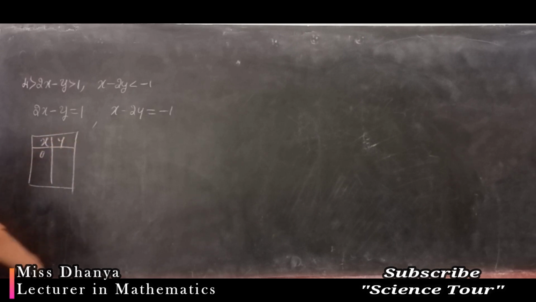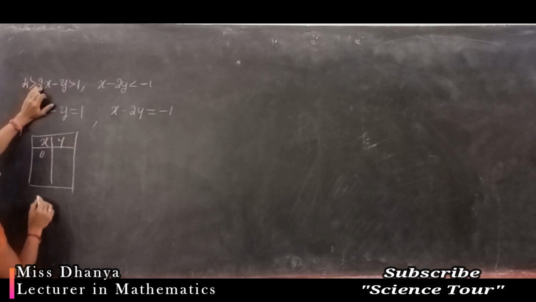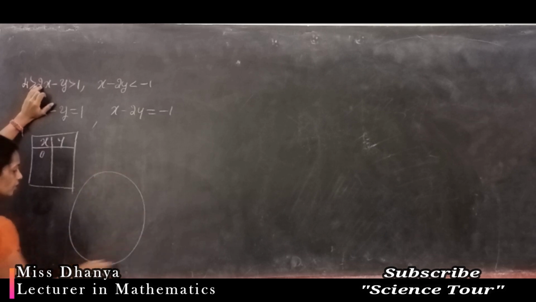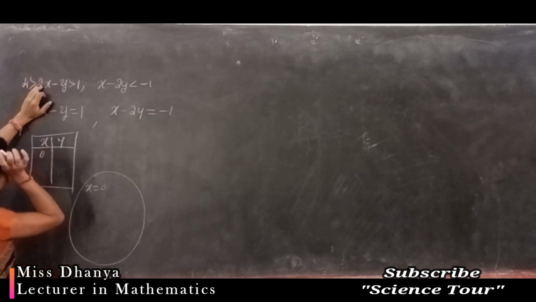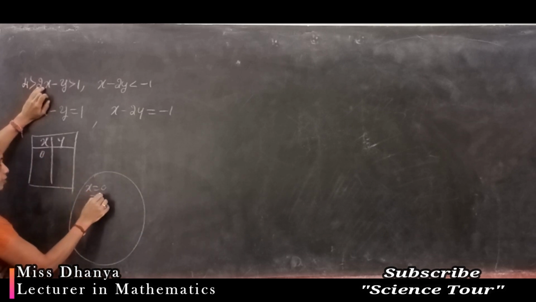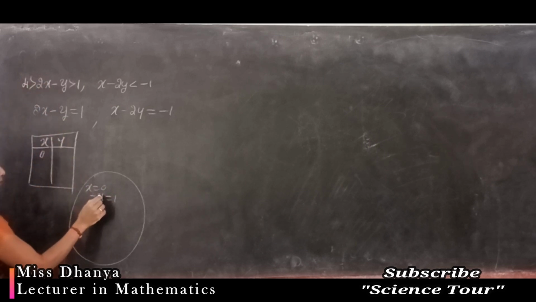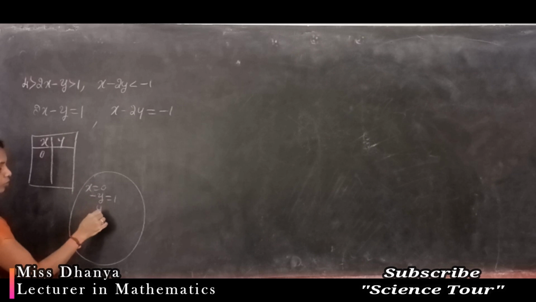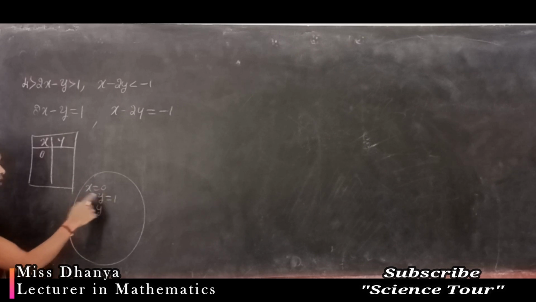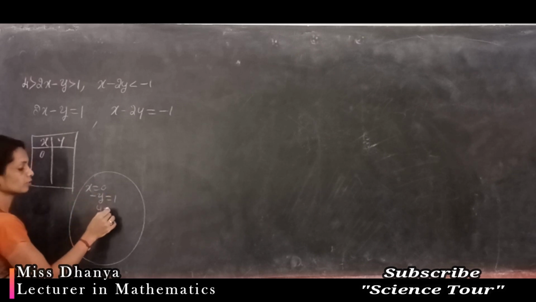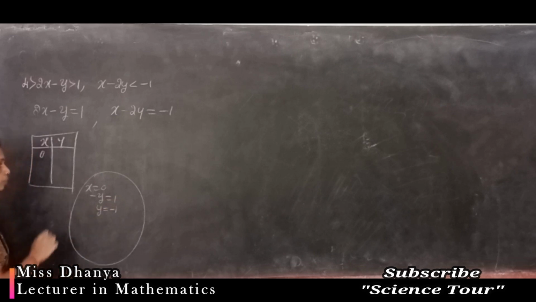I will take x equal to 0. When x equal to 0, these are rough steps. Okay, when x equal to 0, the first term will vanish. You will get minus y is equal to 1. But here we need plus y, so you have to multiply by the minus symbol on both sides. So then you will get y is equal to minus 1. So the y value is minus 1.